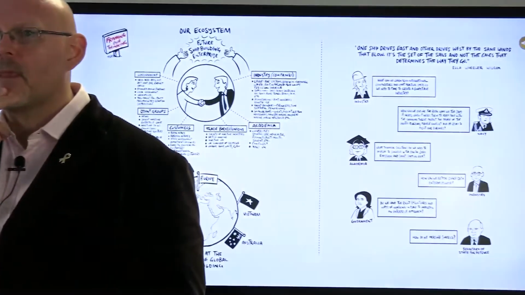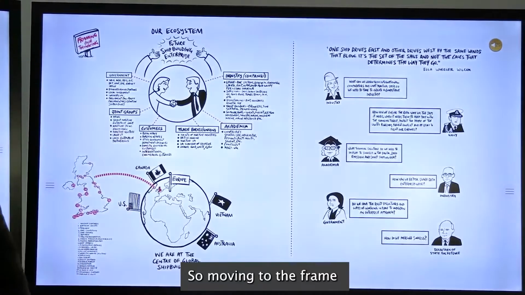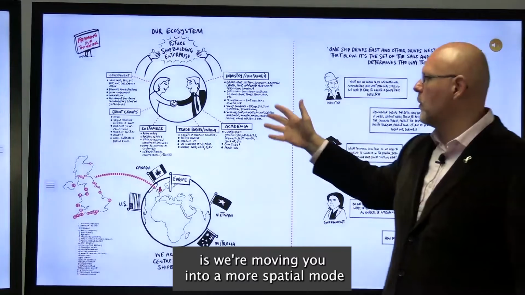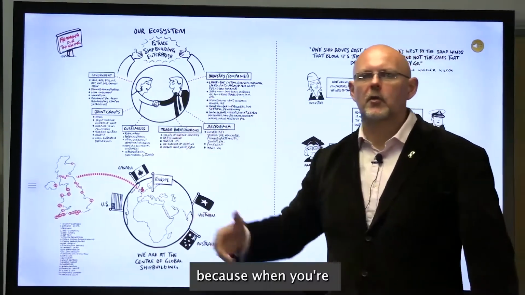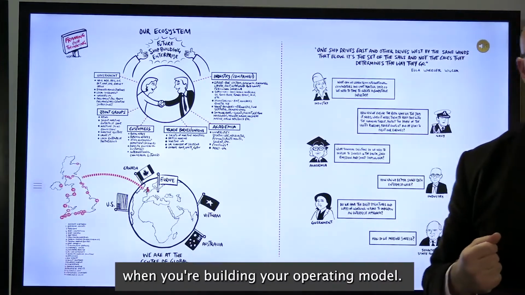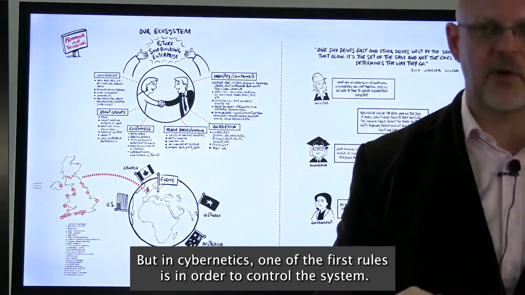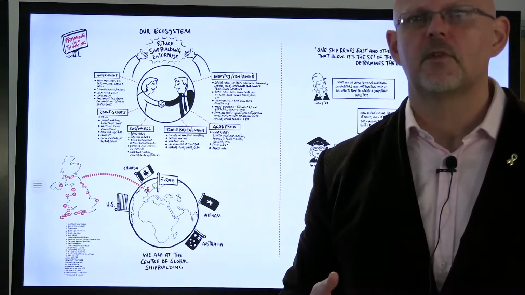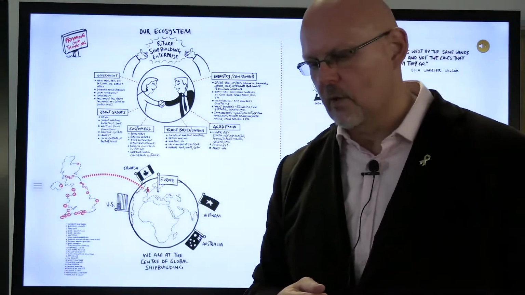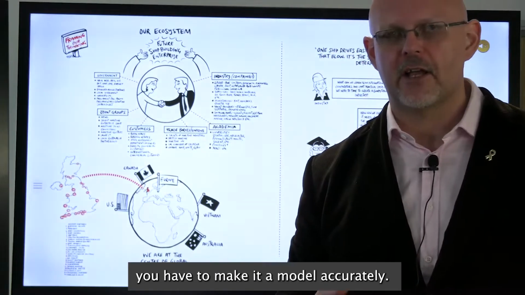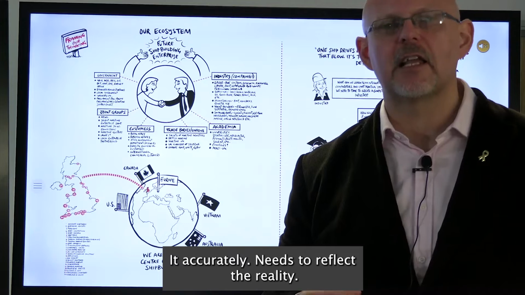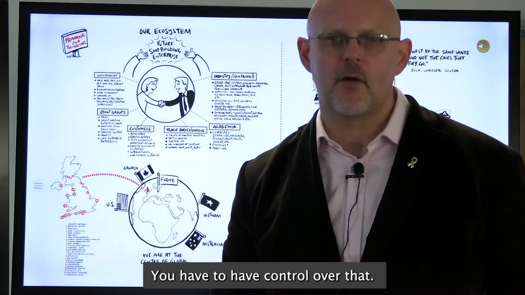Okay. All right. So moving to the framing the thinking panel, what we're doing here is we're moving you into a more spatial mode, because when you're building your operating model, in cybernetics, one of the first rules is in order to control a system, so cybernetics is the science of systems, in order to control a system you have to map it or model it accurately. Okay? You have to map it or model it accurately. It needs to reflect the reality. You have to have control over that.